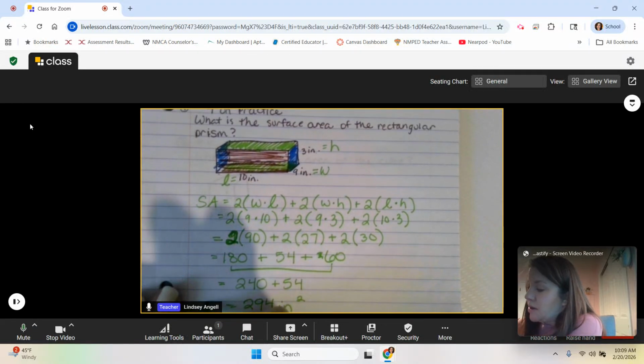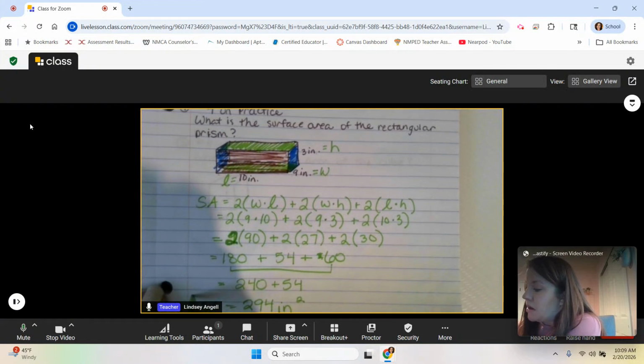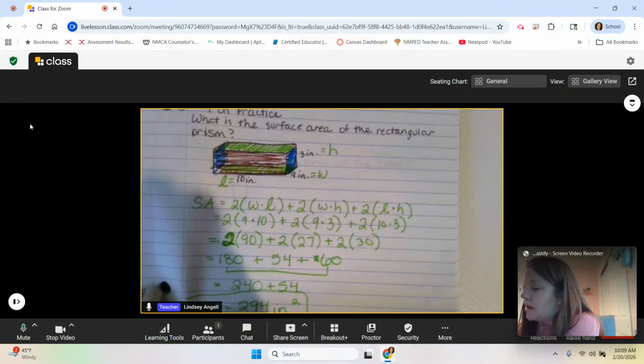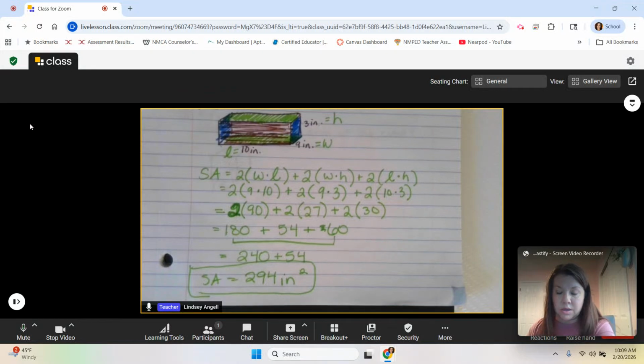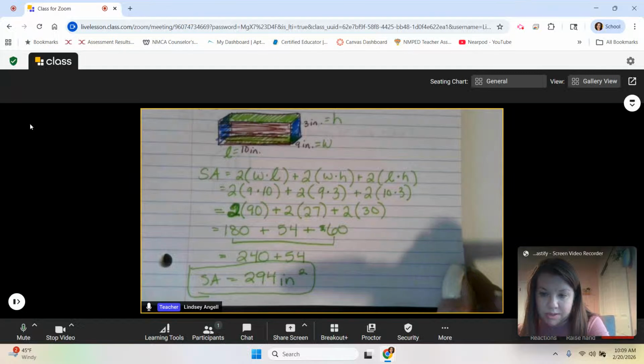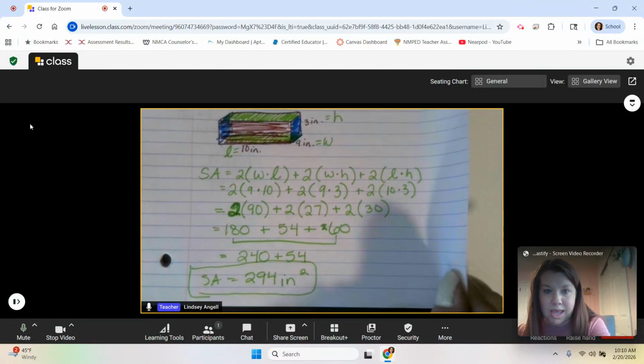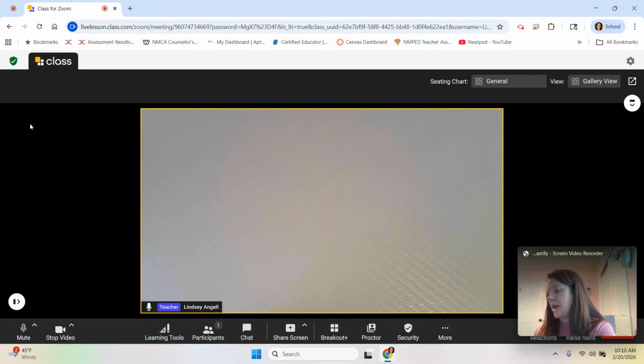And whenever we're talking about area, we should always have our units be squared. So the surface area, like if we were to wrap that box perfectly with paper, we would need 294 square inches of paper. That's what that's telling us. Okay? So we have to break it up, but it makes it a lot easier.